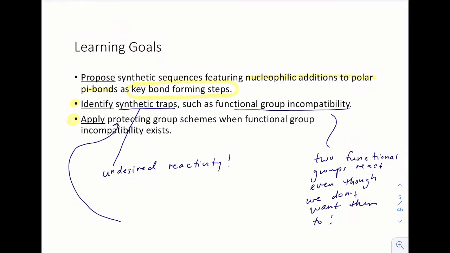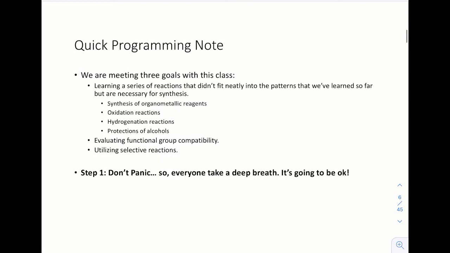Although our primary goal today is to propose multi-step syntheses to a desired product from some given starting material, including reagents and all synthetic intermediates in between, we will also be learning some new reactions. Those reactions that we are learning today did not fit neatly into the patterns that we've learned so far, but are very important for synthesis.